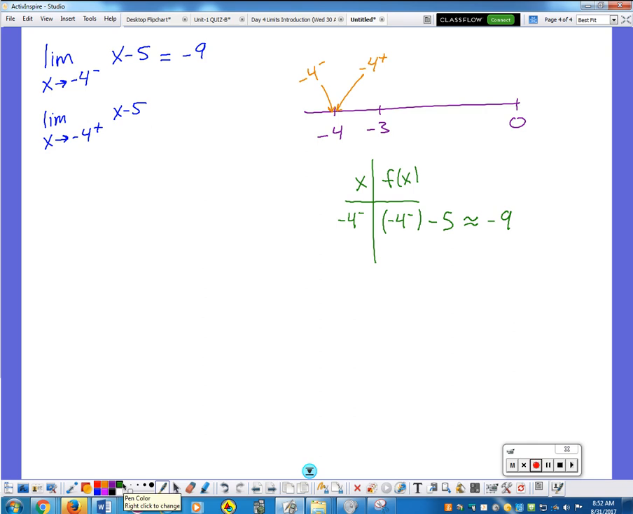We're going to plug in -4, a little bit positive. Subtract 5 from that. And we end up with pretty much the same thing. Very, very close to -9. This one would be a little bit positive of -9, but in the limiting sense, we're getting very, very close to -9.